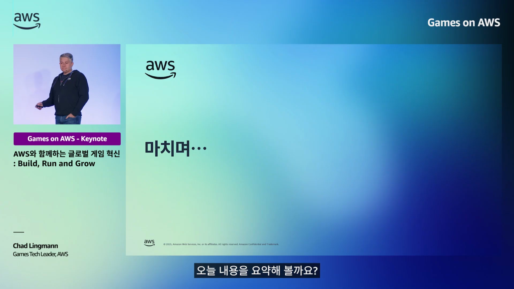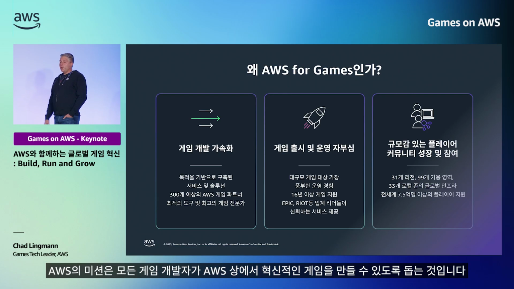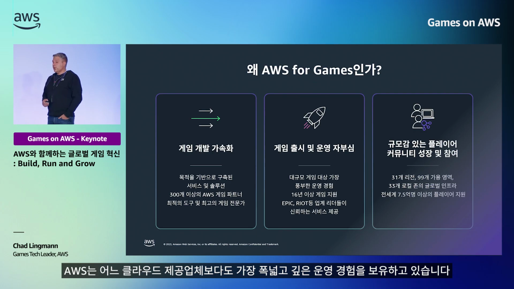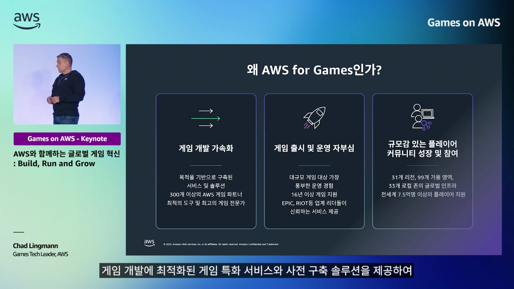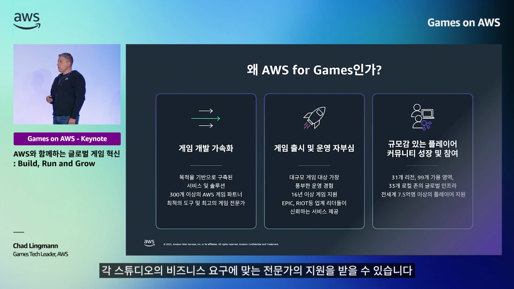So what should we remember? AWS for Games gives you everything you need to build, run, and grow innovating gaming experiences. Our mission is to help every game developer build on AWS. And with over 16 years of experience supporting the largest games, including Fortnite, Roblox, and League of Legends, AWS has the most operational experience at the greatest scale of any cloud provider. We have over 300 AWS Games partners who offer the broadest and deepest set of purpose-built services, pre-built solutions that empower game developers to discover and select the best fit tools and game-specific experts to address your unique business needs and accelerate breakthrough gaming experiences.